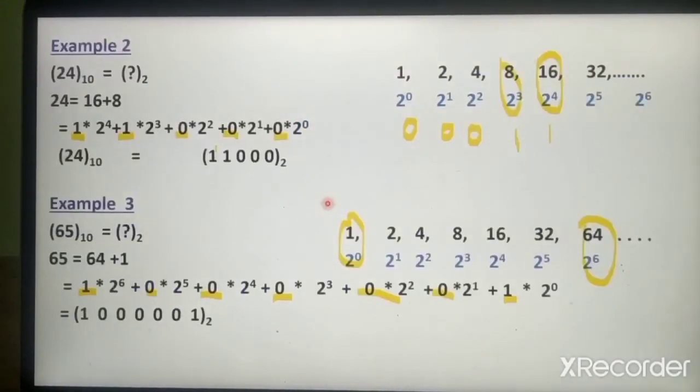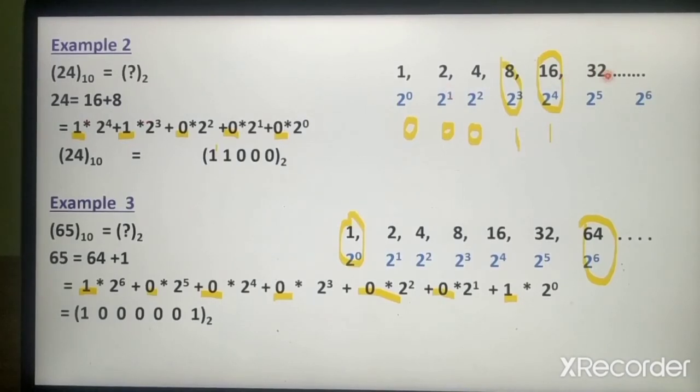Next example, convert 24 to the base 2, the proper binary number. Like this, we try the powers of 2 up to 24. Here we don't get 24 exactly, so we have to go up to 16. Which is the closest value to 24? 32 is greater than 24, so first you have to consider up to 16 only.